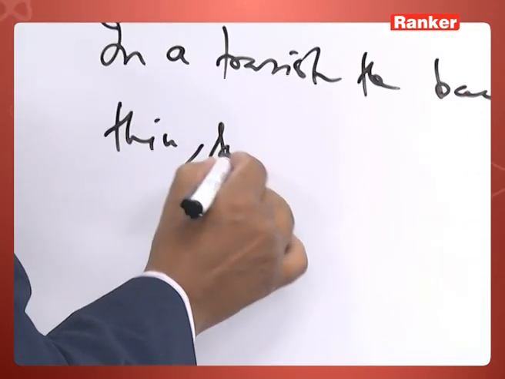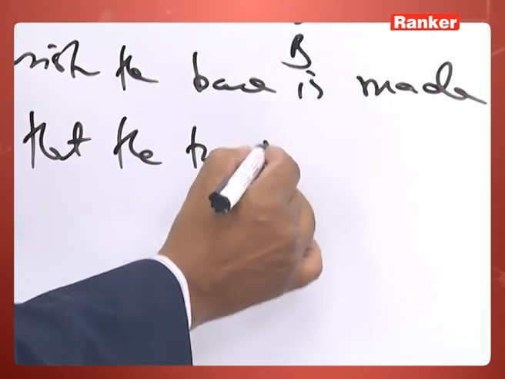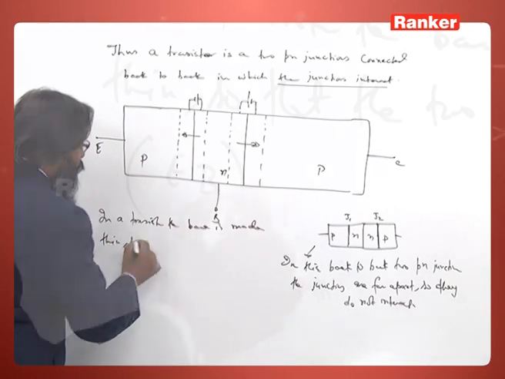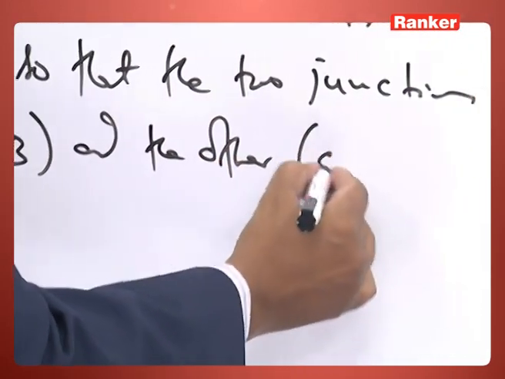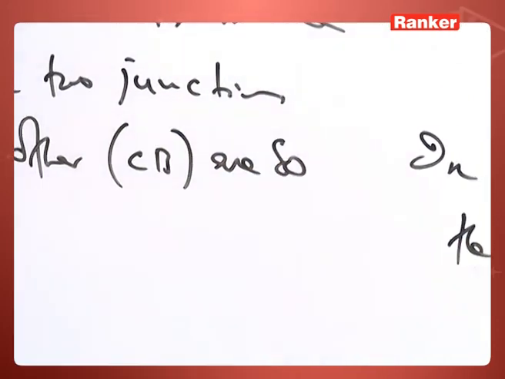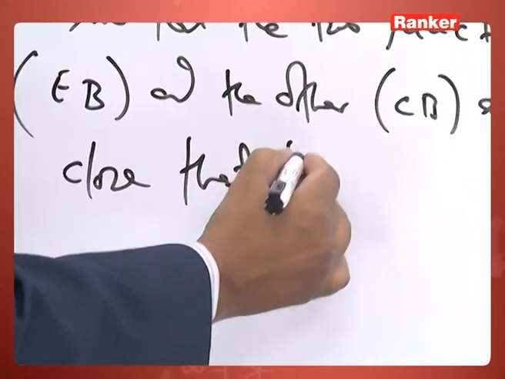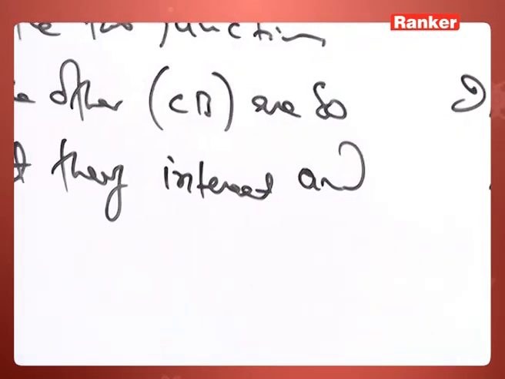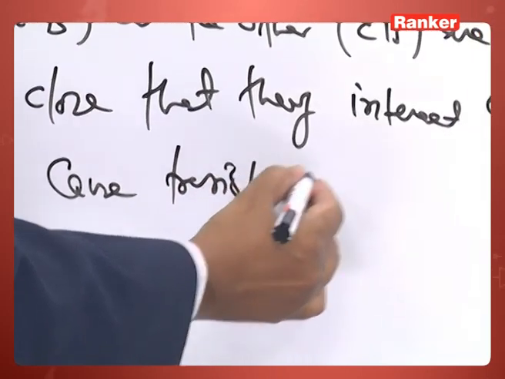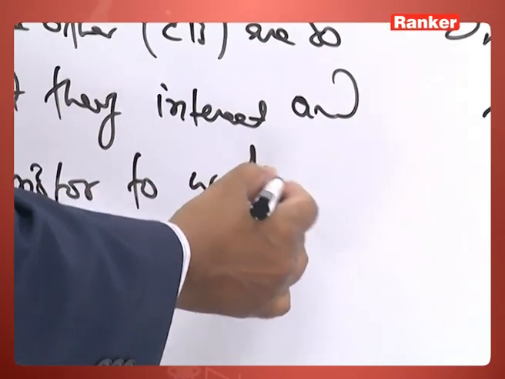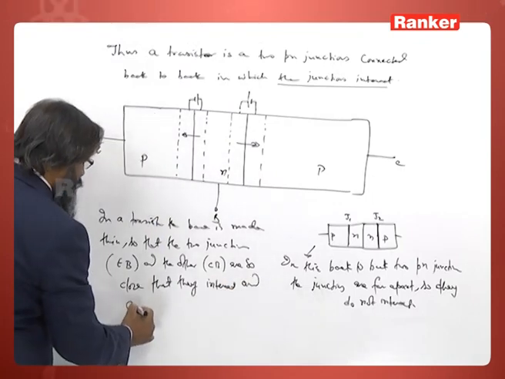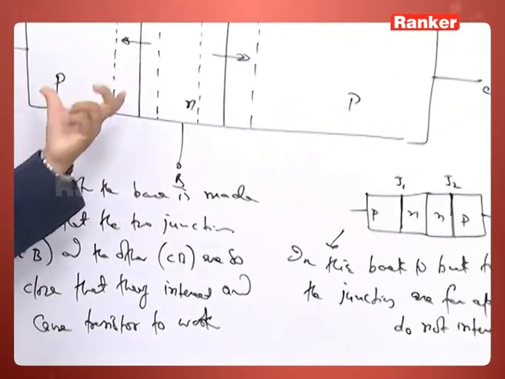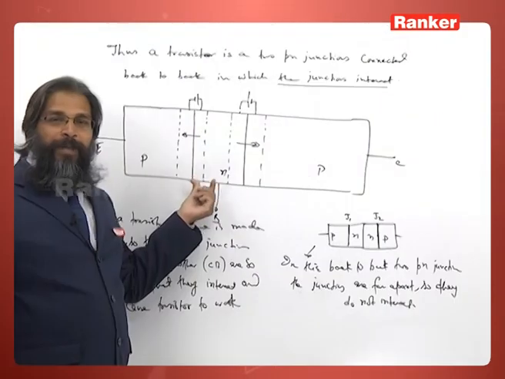So, in a transistor, the base is made thin, so that the two junctions, one is emitter base and the other collector base, are so close that they interact and cause transistor to work. That is called transistor action. So, that is why we want my base to be thin.